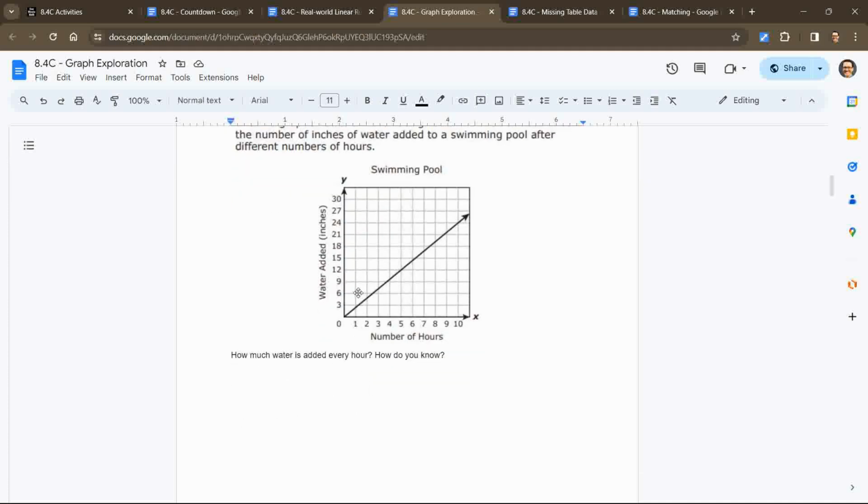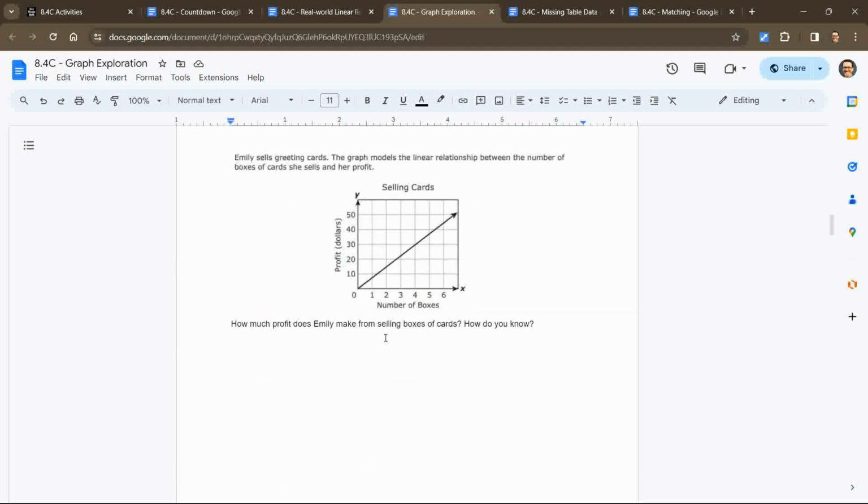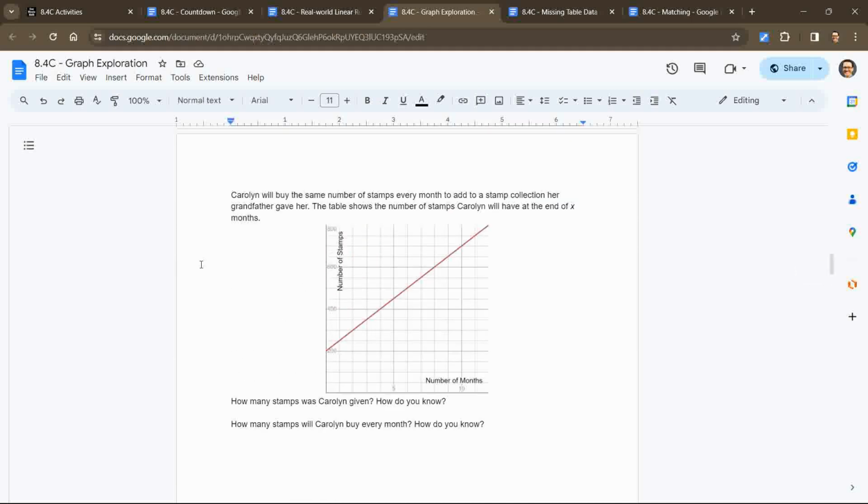This one, it is proportional, so if you want, you can ask, what was the starting amount of water, but it's pretty clear it's a 0 there. How much water is added every hour? How do you know? How much profit does Emily make from selling a box of cards? How do you know? This one was from STAR, but a graph was not provided, so I created one on Desmos.